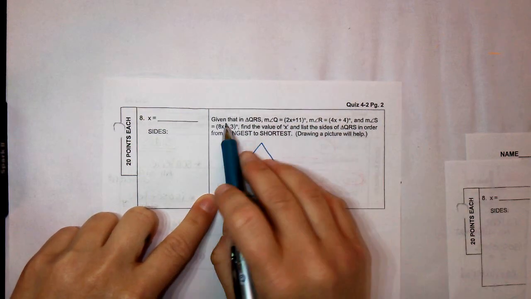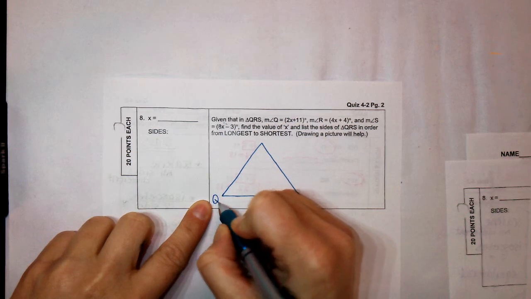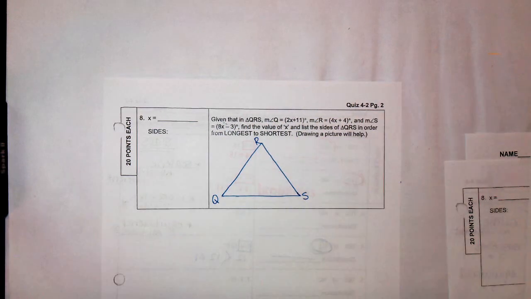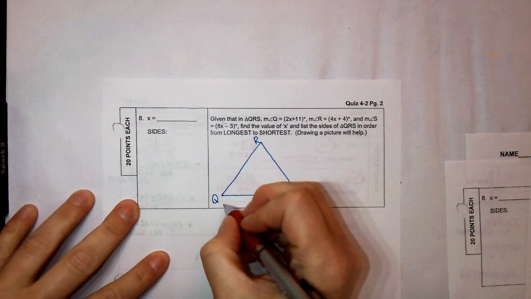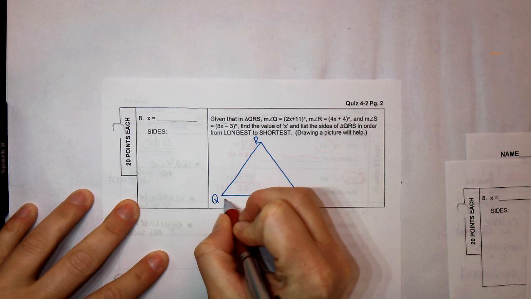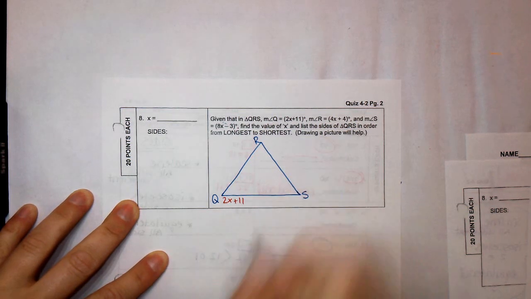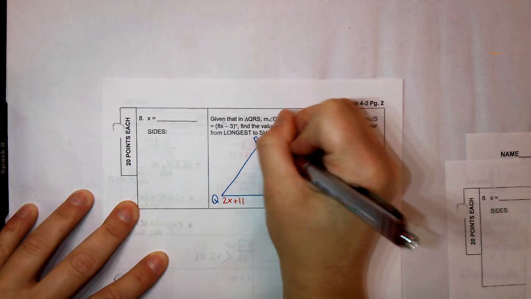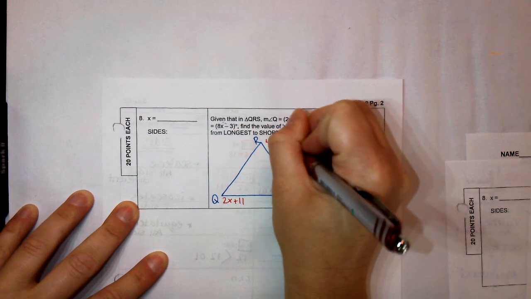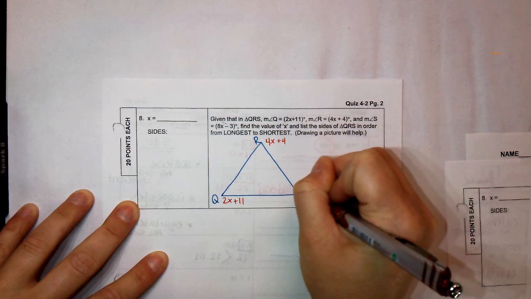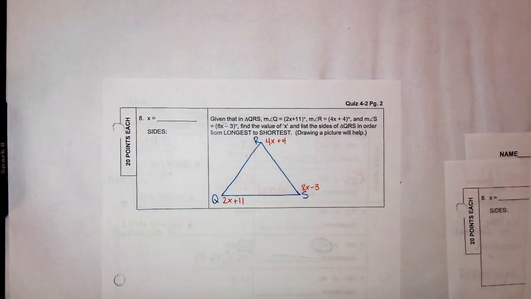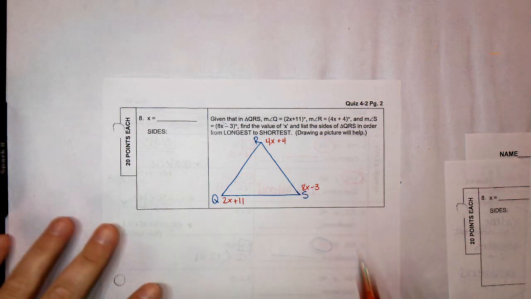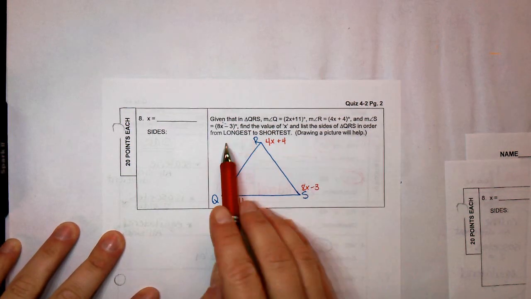All right, so I have triangle QRS. All I'm going to do is label, and then I'm going to put my equations on the outside of the triangle, just because it makes it a little bit easier to see. So Q is 2x plus 11. R is 4x plus 4. And S is 8x minus 3. All right, those are angles. And then the question says, list the sides from longest to shortest.